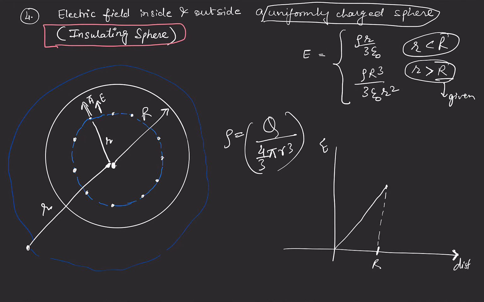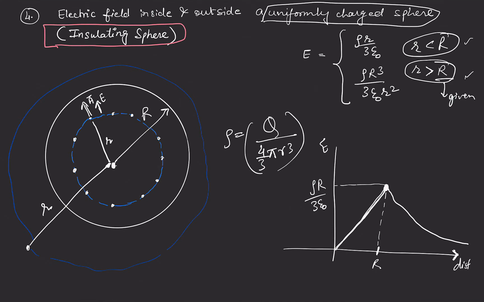At exactly R, what's the value of the electric field? We can find by putting R in either this or this, because it's a continuous graph. So it's rho R by 3 epsilon naught. And after that, if we increase r further, then your electric field decreases because r is in the denominator. So if you increase r, electric field would decrease. So initially it increases linearly and then it decreases like this. So sometimes you have to draw this graph in your CBSE exams. So you should know this.